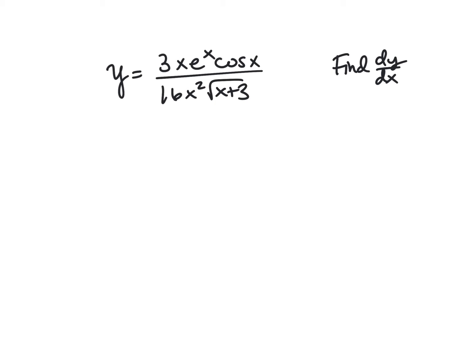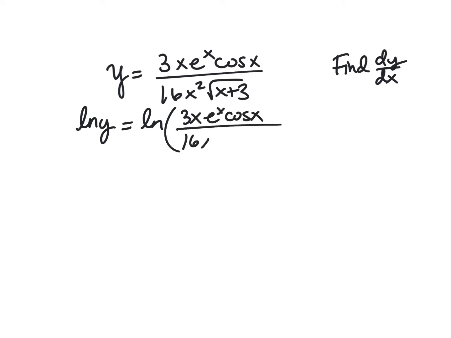So what we're going to do is use the natural log to simplify things. We're going to take the natural log of both sides here. So we've got the natural log of y is the natural log of this big thing. Why is this useful? Well, we can use those properties. If we use those properties, we can split multiplication into addition. We can split division into subtraction. We can get rid of this root because that's really just a power.